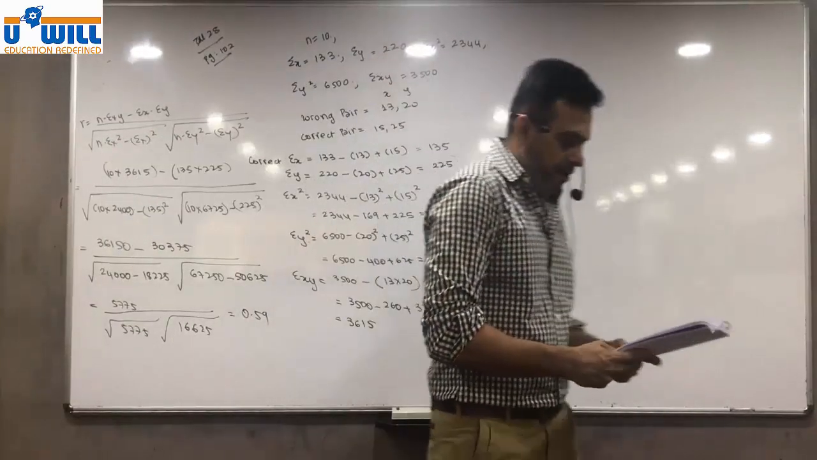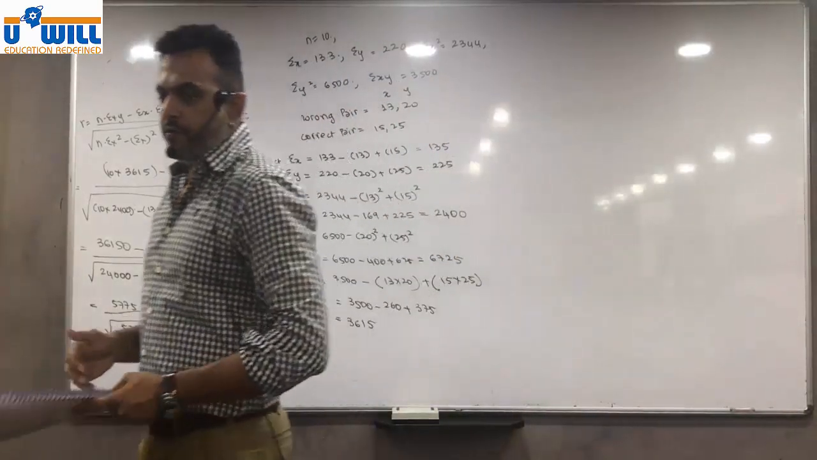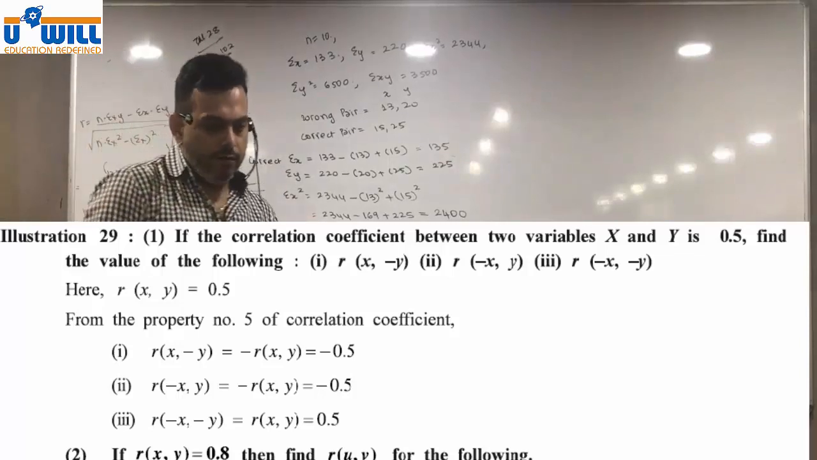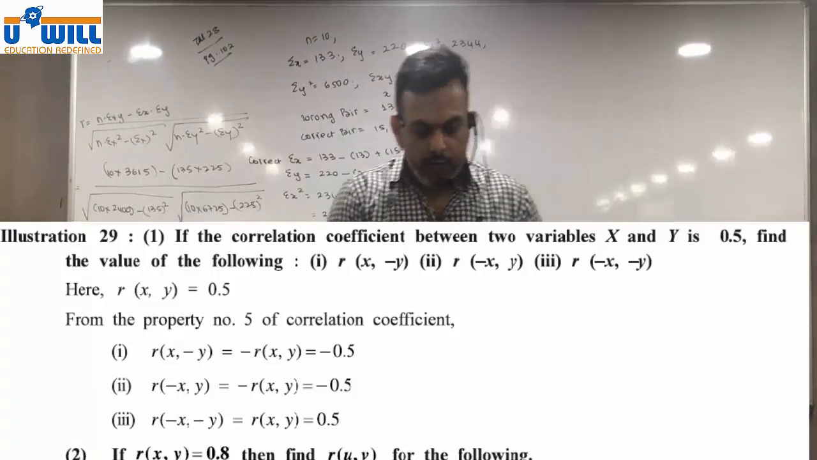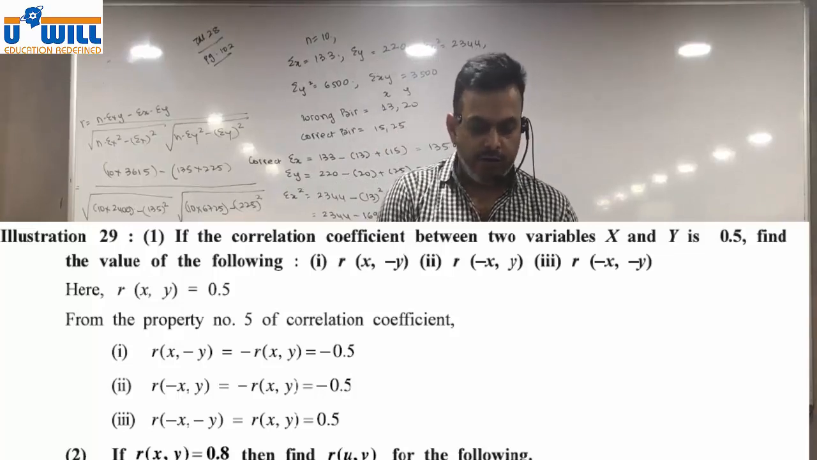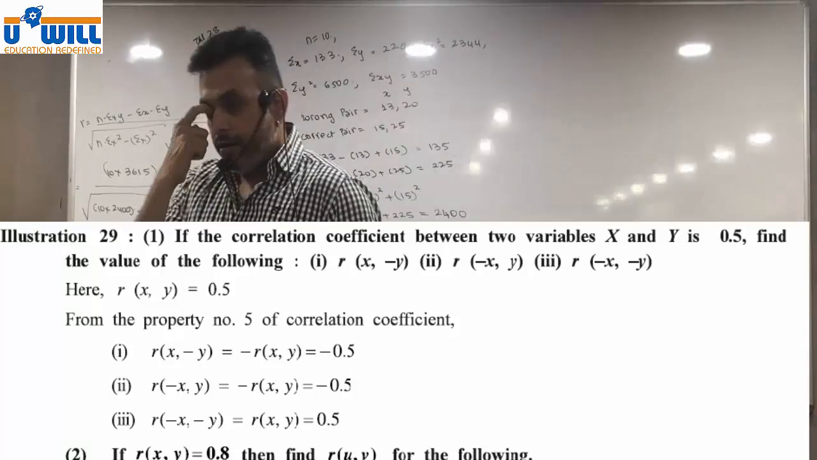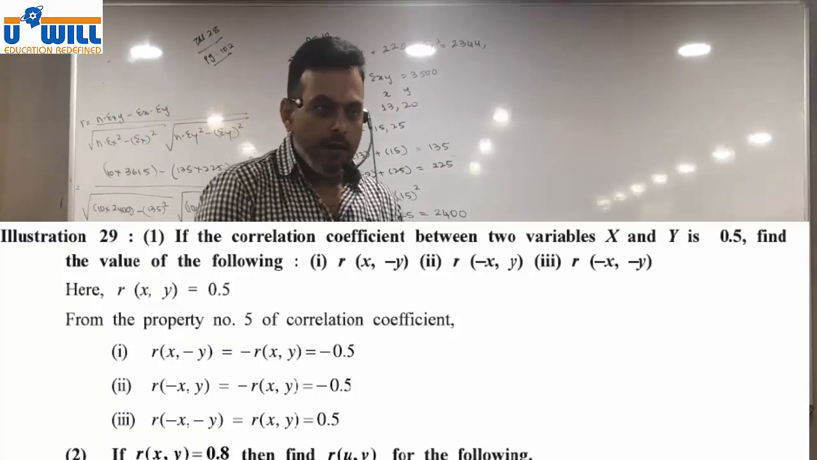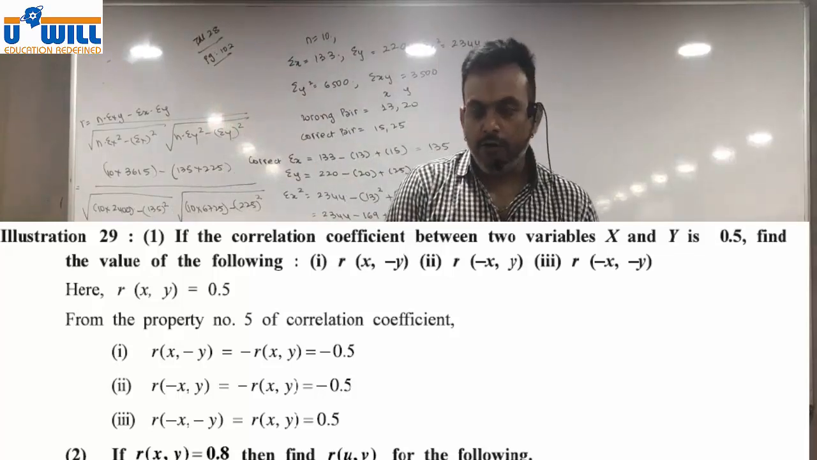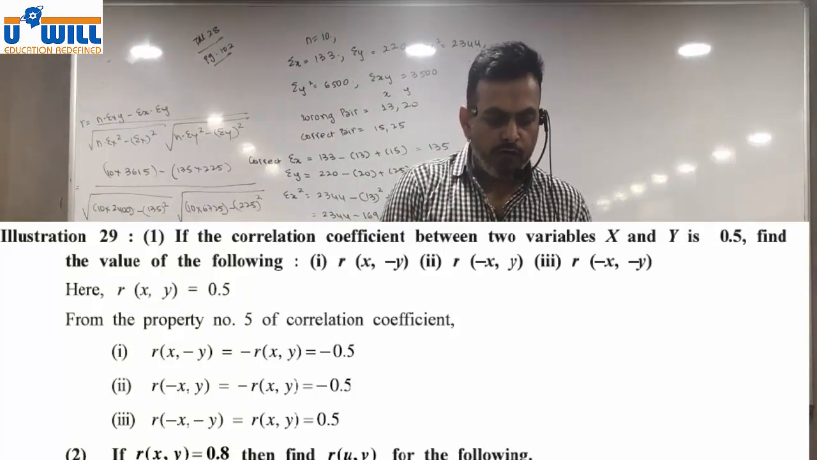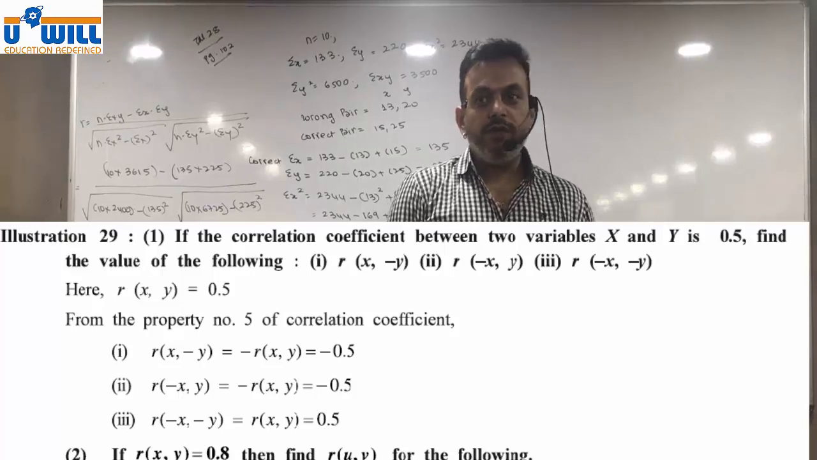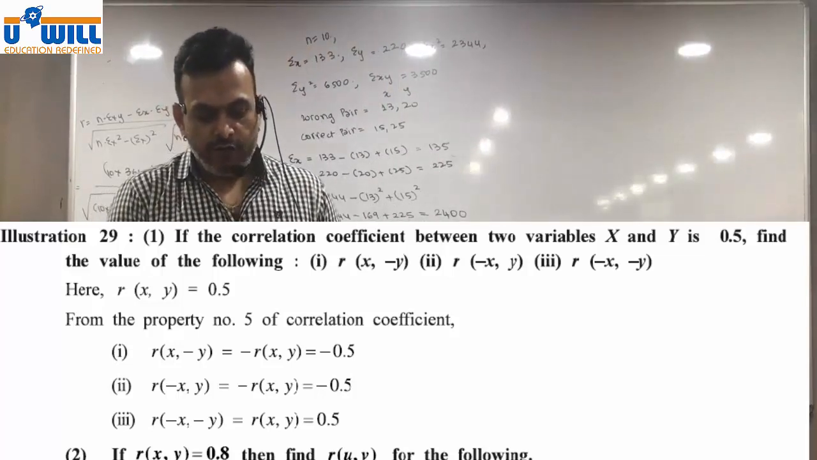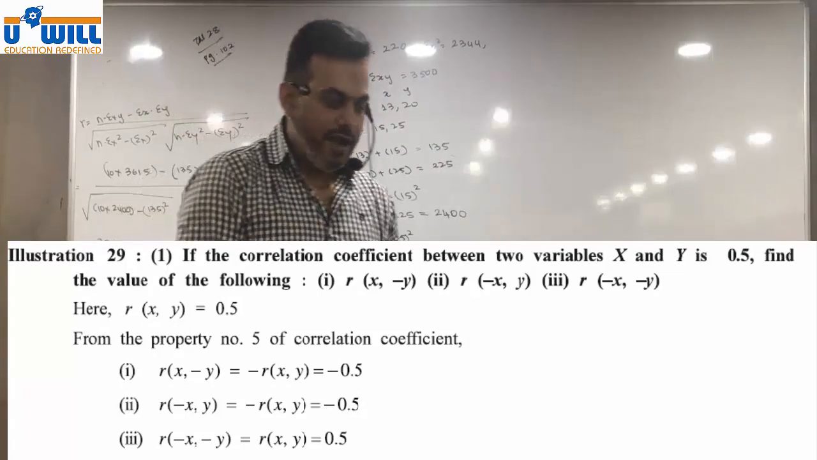Come to illustration 29. Now, such a sum is expected in multiple choice question, and it's very simple. Now, you read it properly. If the correlation coefficient between two variable x and y is 0.5, find the value of the following. Now, one is positive and other is negative. So positive, negative, it will become what? Plus, minus, minus. So first answer will be minus 0.5.